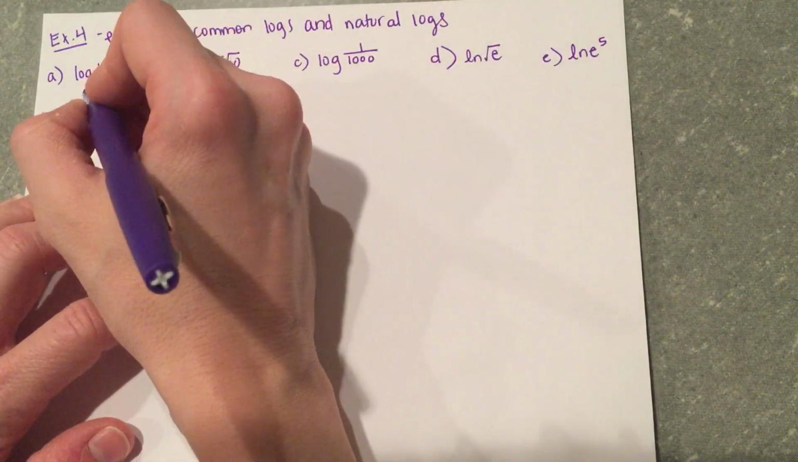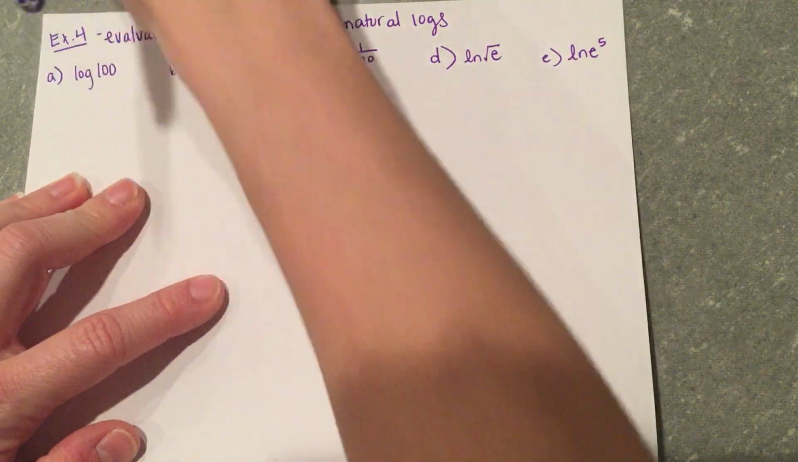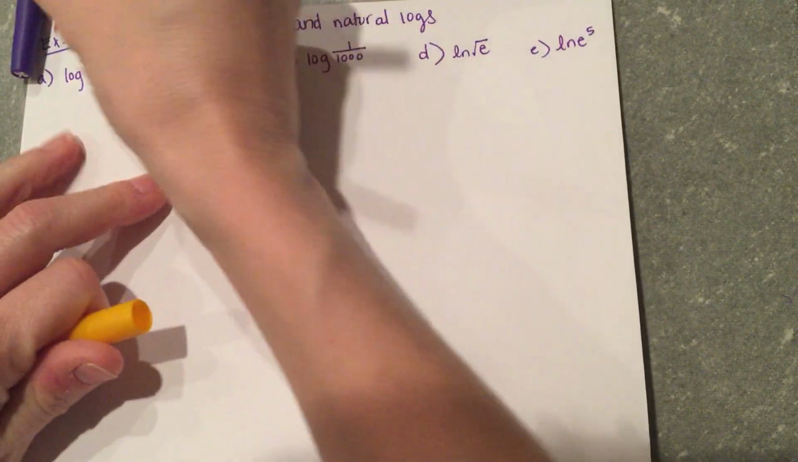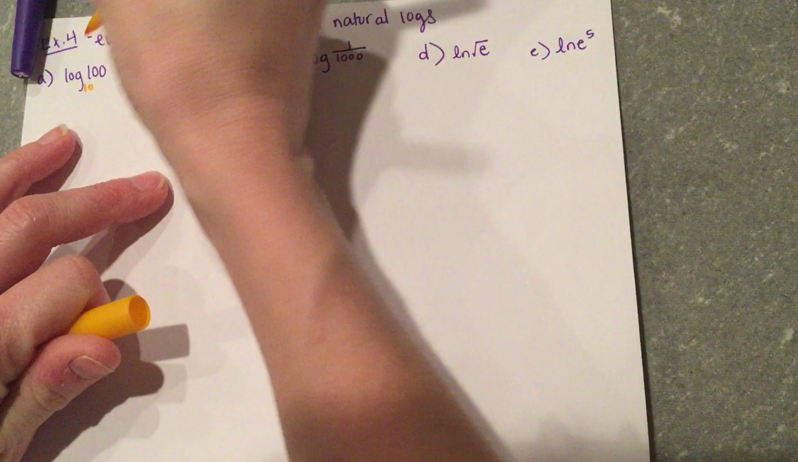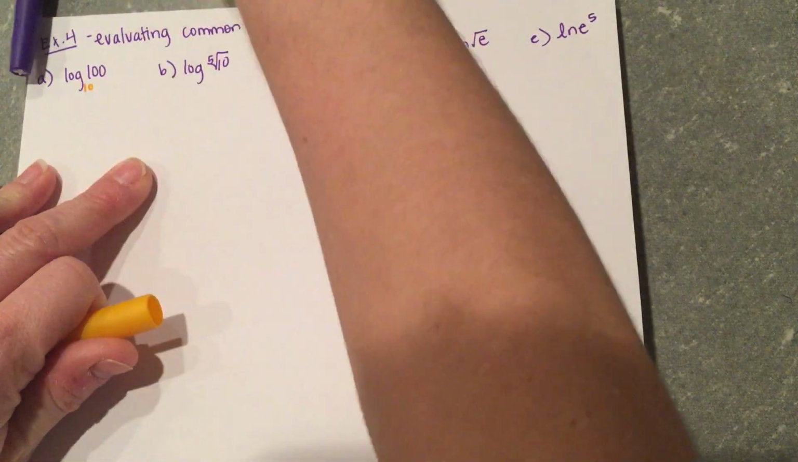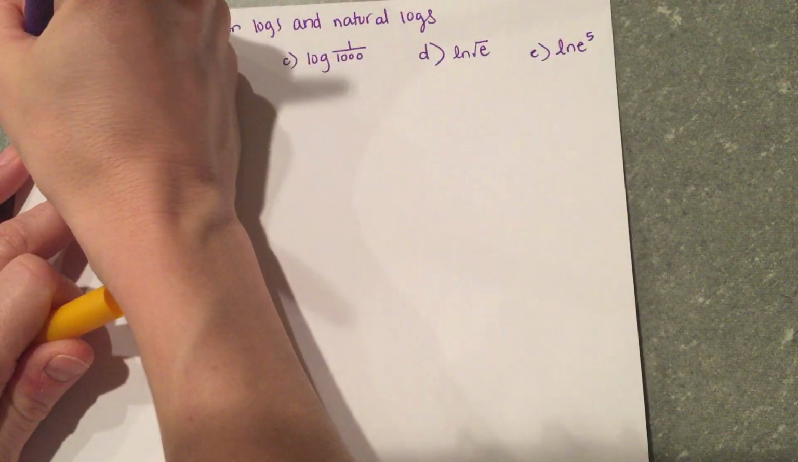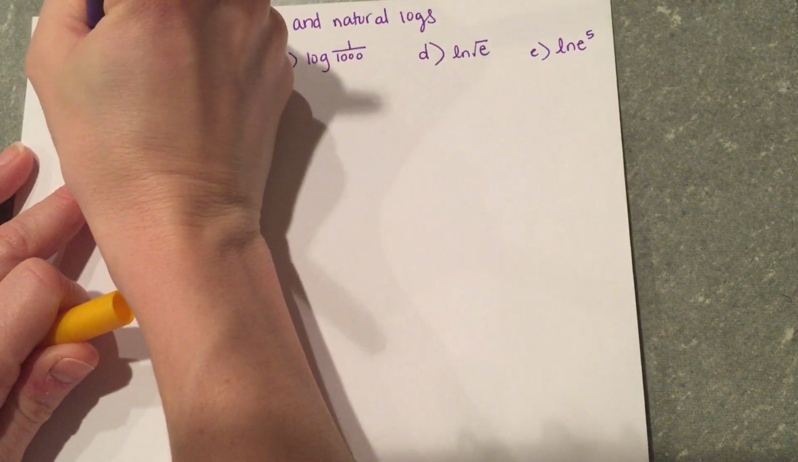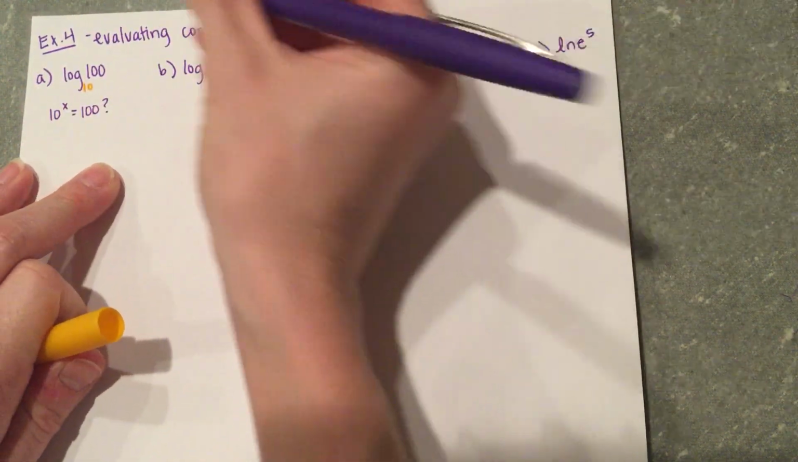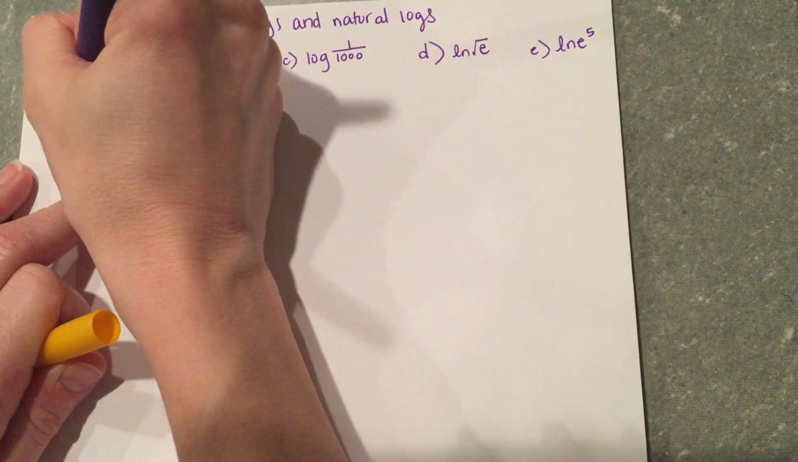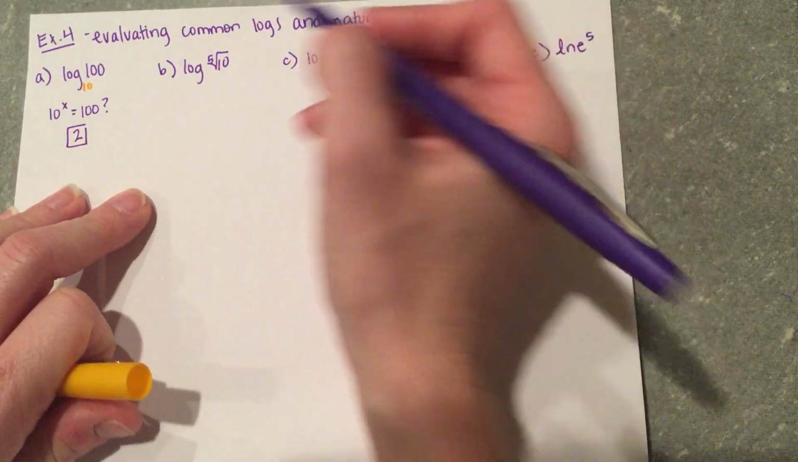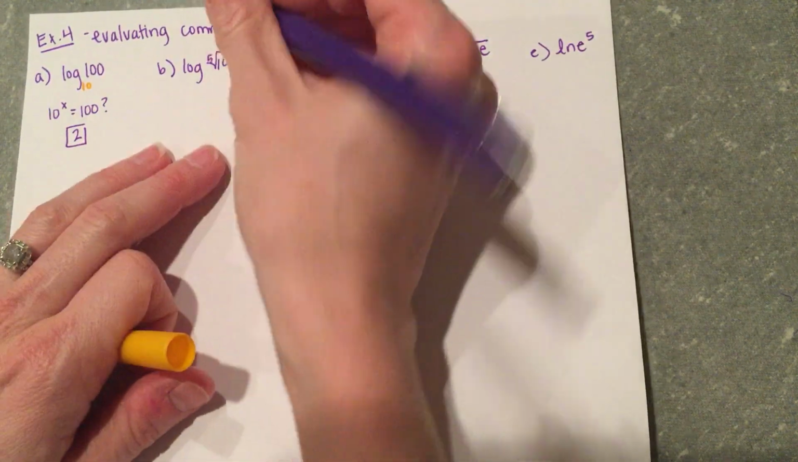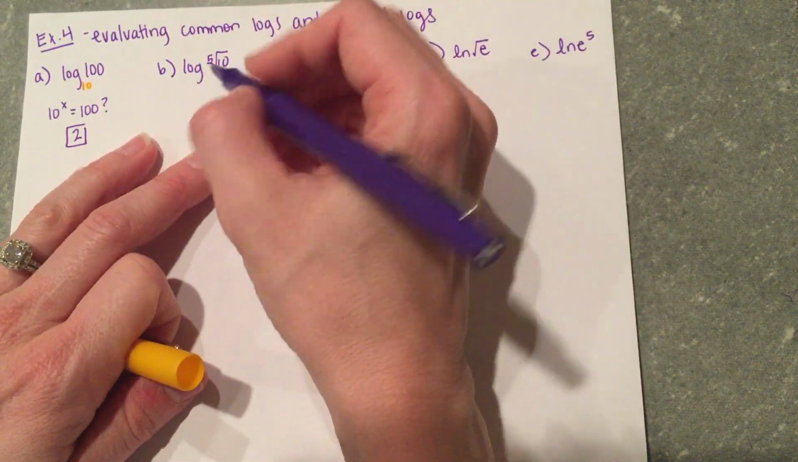Remember, when the base is not written, we assume the base is 10. I'm going to grab this other color. So I'm asking myself, 10 to what power would equal 100? Wouldn't it be 2? Yes, so 2 is our answer. Remember, our answer is the exponent. It's the power.